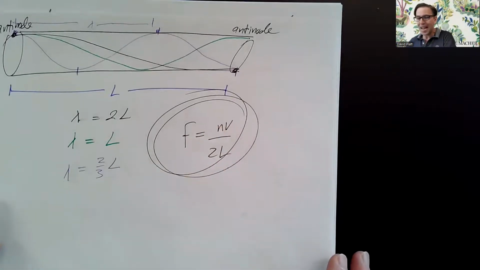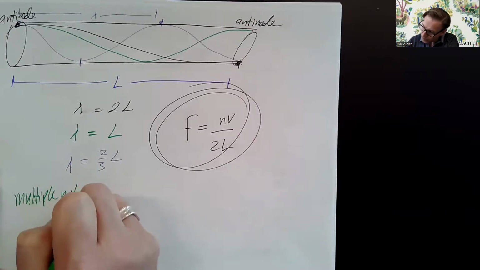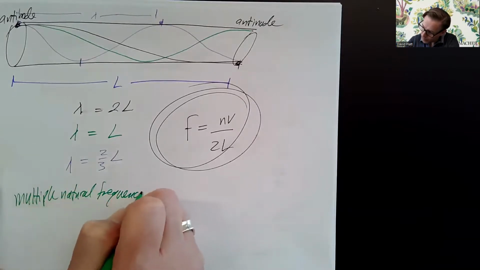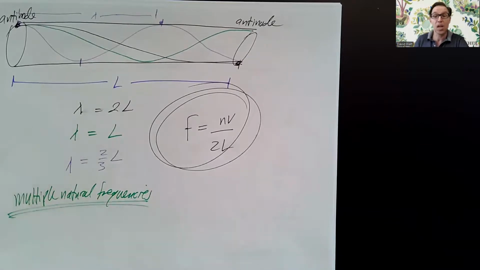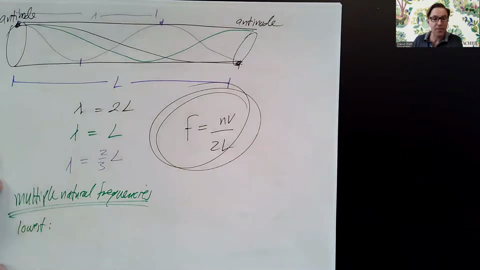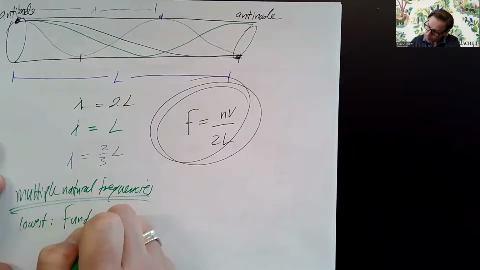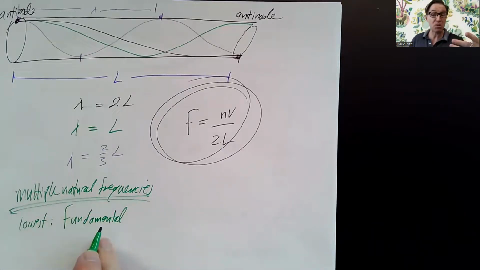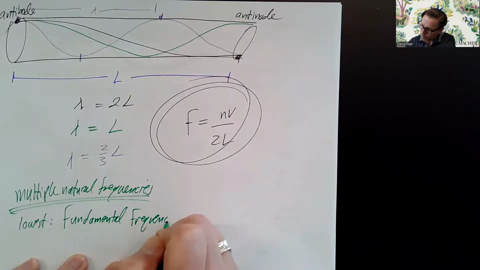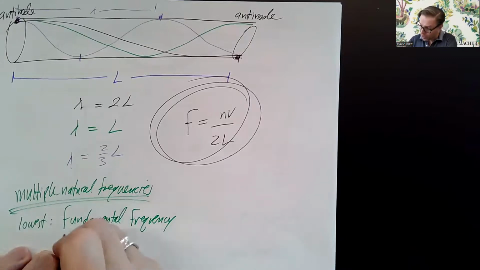So when I have multiple natural frequencies, that's really cool. The lowest frequency, which would be the lowest note, would correspond to N equals one. The lowest natural frequency has two different names. Sometimes it's called the fundamental note, or the fundamental tone, or the fundamental frequency, the lowest one. And then the ones that are higher than that are called overtones.